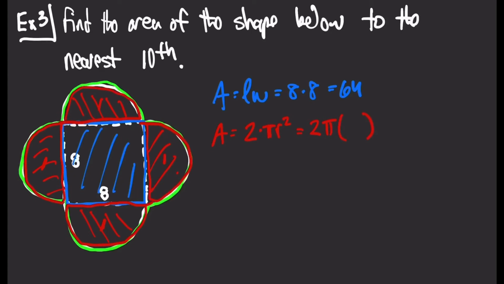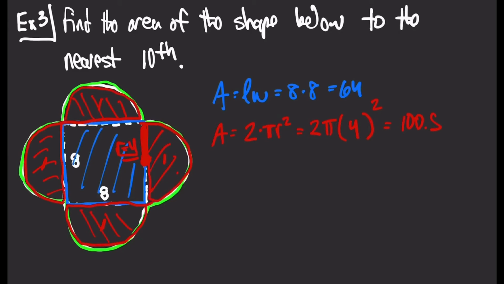Well, if the length of the side of the square is 8, my radius is 4. All right, that's going to be the radius right there. That's going to be 4. So I'm going to put 4 here. I'm going to square that. So if I put that into the calculator, I end up getting 100.5.